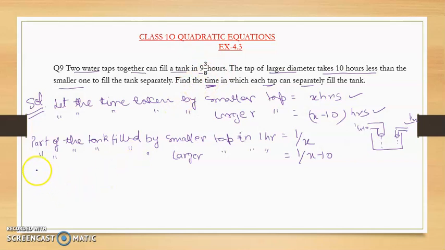It is given that two water taps together can fill a tank in 3/8 hours. So the equation together will be 1 upon x plus 1 upon x minus 10 is equal to 1 upon 3/8. 3 times 8 is 24, so the reciprocal is 8 upon 3... Followed, students? So I'm rewriting this equation: 1 upon x plus 1 upon x minus 10 is equal to 8 upon 3. Once we got till here, our work is finished. Now we have to just simply solve.